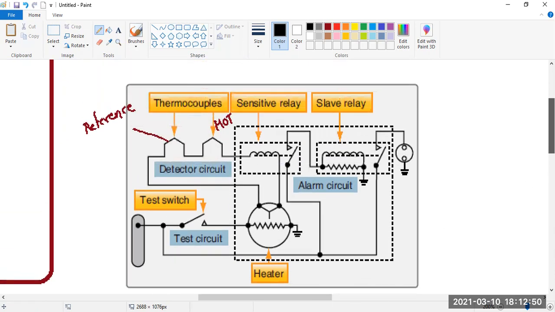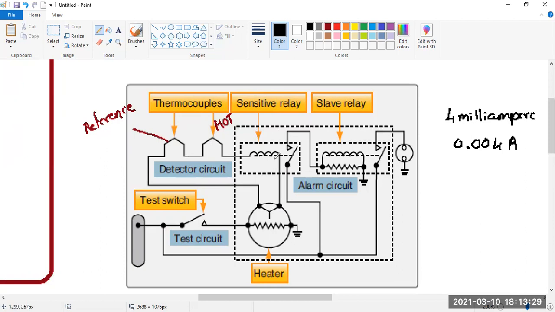So at any point, if the electricity generated in this circuit reaches 4 milliamperes, or we can say 0.004 amperes, what it is going to do is energize the sensitive relay. So the magnetic field will be induced over here. Magnetic induction will take place. This magnetic field will cause this switch to close. It will work like a relay.